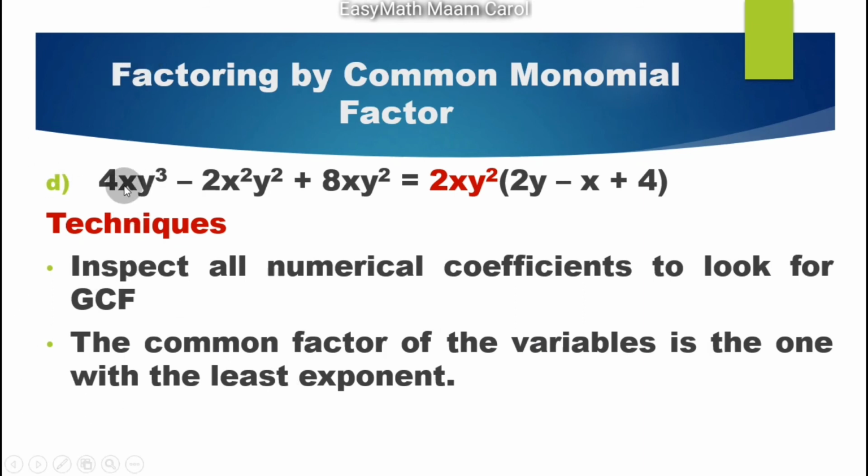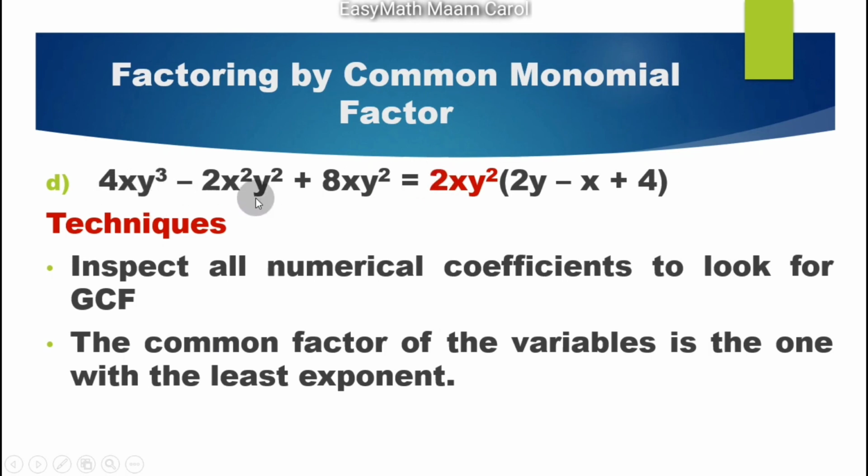So for our last example on factoring by common monomial factor, we have the expression 4x y cubed minus 2x squared y squared plus 8x y squared. This time we have 2 variables, x and y. So the same technique that we always do. First, we inspect all the numerical coefficients and find the GCF, or the greatest common factor. So we have 4, 2, and 8. And the common factor for these three numbers is 2. So that's why we have 2 here.